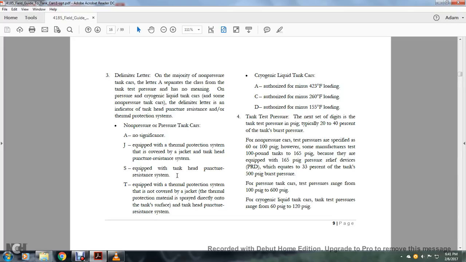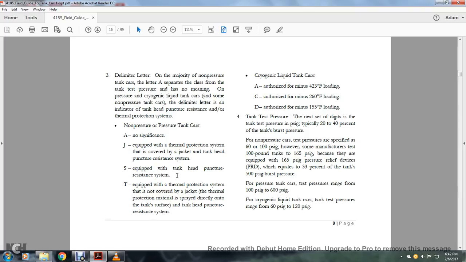Alright, the delimiting letter on the majority of the non-pressure tank cars: the letter A separates the class from the tank test pressure and has no meaning. On pressure and cryogenic liquid tank cars, some of the non-pressure tank delimiting letters are an indicator of tank head puncture resistance or thermal protection systems. For non-pressure tank cars, A has no significance.